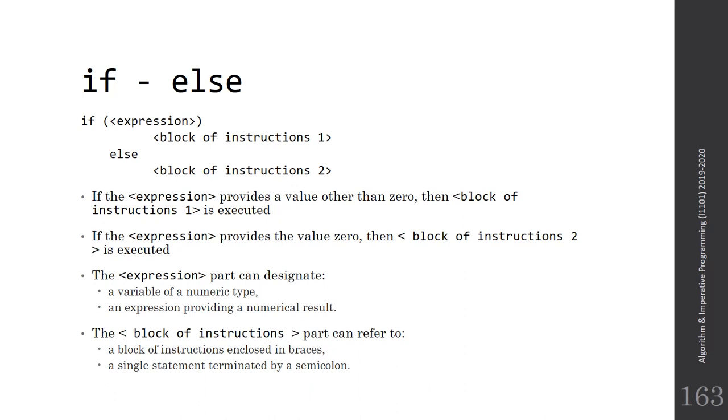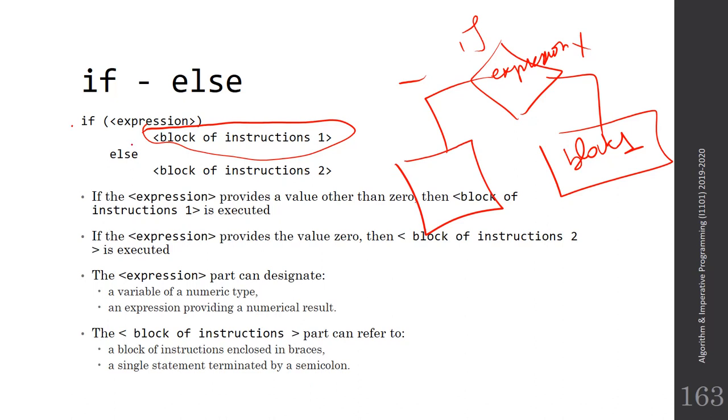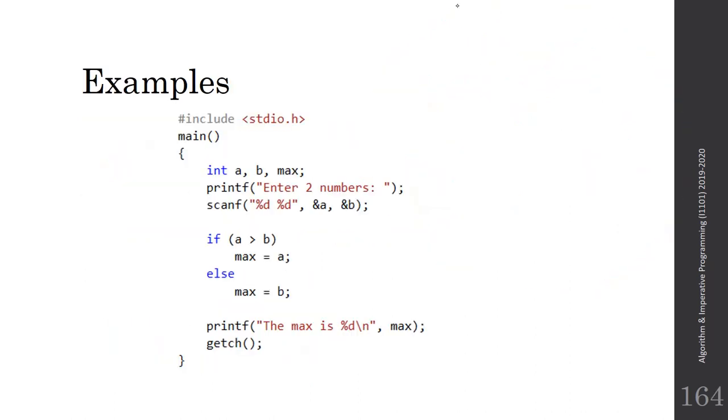The rhombus that we have explored earlier, we call it if. Here is the expression that should return 0 or 1. Inside the if, this is the positive part, the block 1 that we place here, and else means no, this is the block 2. So this is in algorithmics. How can we write it in C?